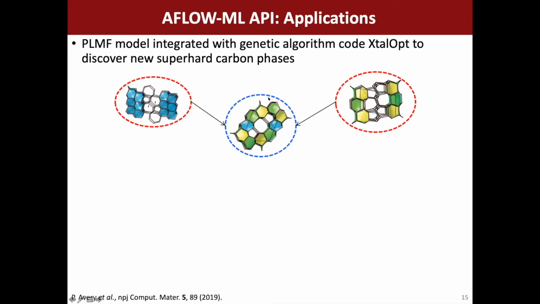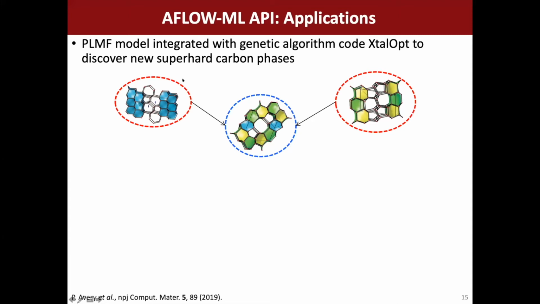Okay, so I just want to give you an example of where we have used this kind of API in a materials design project. We were trying to discover new superhard carbon phases, and you can read more about it in this publication down here: npj Computational Materials, volume 5, article 89. The idea here was that we integrated this PLMF model with this genetic algorithm code, XtalOpt, which was developed by our collaborators at SUNY Buffalo, to discover new superhard carbon phases.